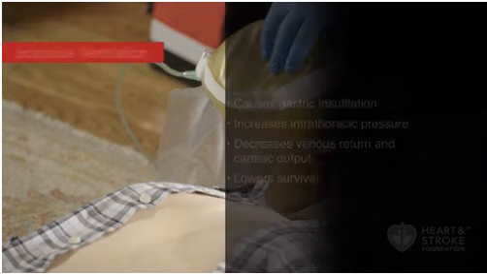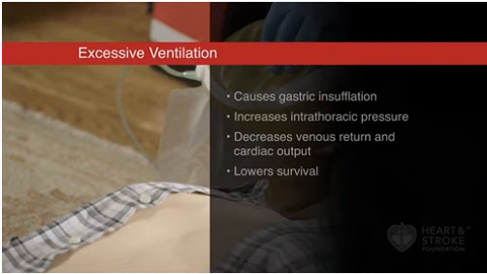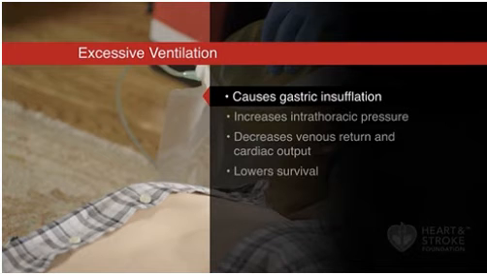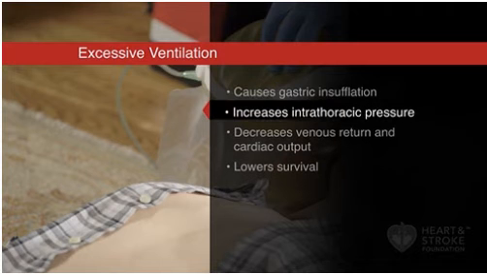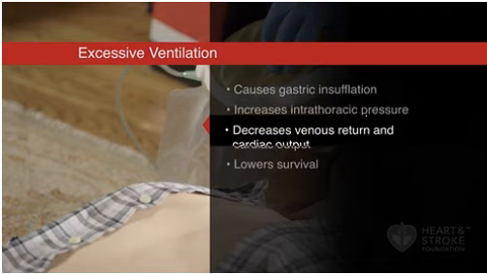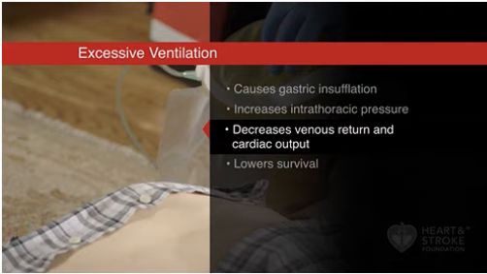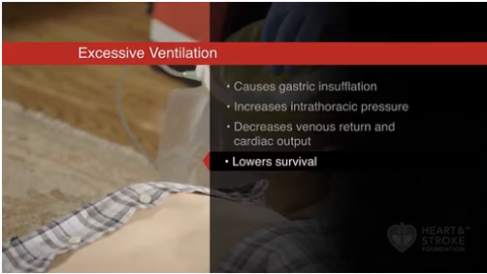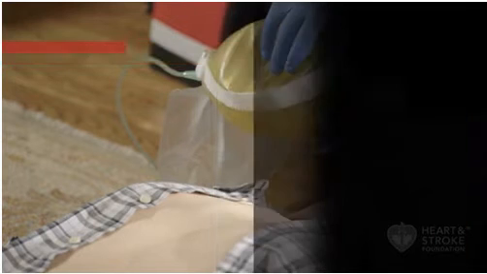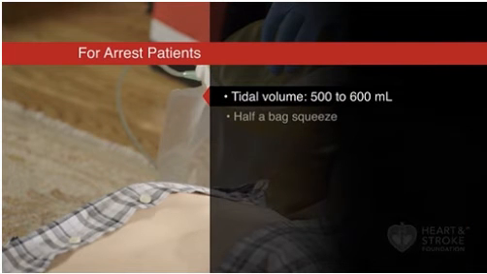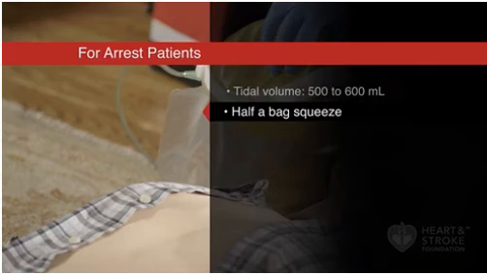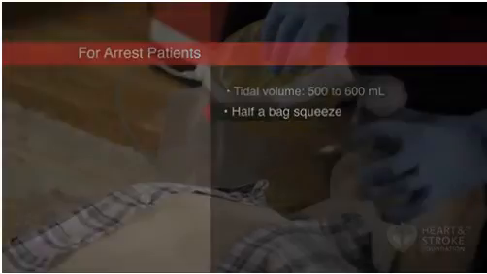When giving ventilations, healthcare providers should avoid excessive ventilation or administering tidal volumes that are too large. Not only can this cause gastric insufflation and aspiration of gastric contents, but excessive ventilation also increases intrathoracic pressure and decreases venous return to the heart, so it lowers cardiac output and the patient's chance of survival. Tidal volume should be approximately 500 to 600 milliliters, enough to see the chest rise.